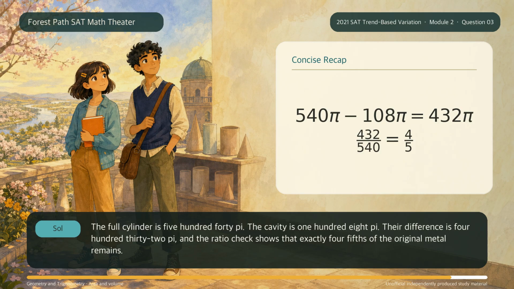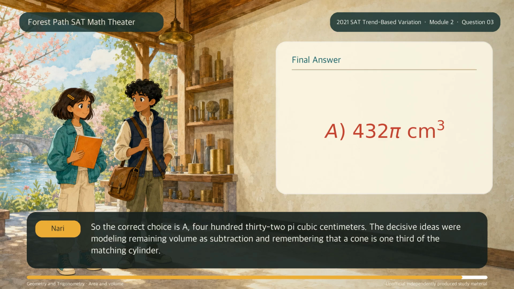The full cylinder is 540 pi. The cavity is 108 pi. Their difference is 432 pi, and the ratio check shows that exactly 4/5 of the original metal remains. So the correct choice is A, 432 pi cubic centimeters.